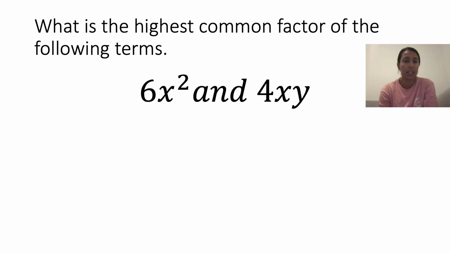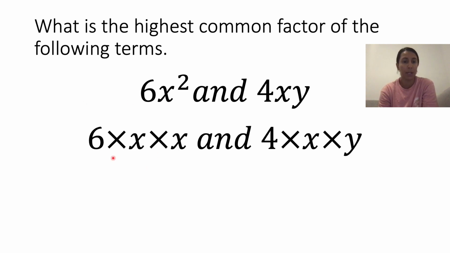All right, if we're looking at another one, what's the highest common factor of 6x to the power of 2 and 4xy? See if you can have a go quickly, and then pause it if you need to, and then I'll go through the answers. So if I'm just showing it expanded out, you don't have to do this step. I'm just trying to visually show you what x squared is. So x squared is x times x.